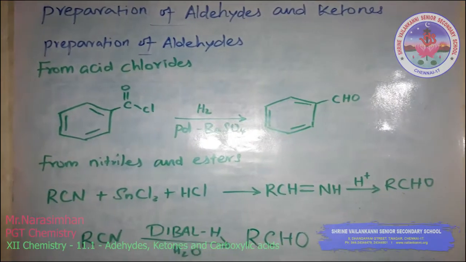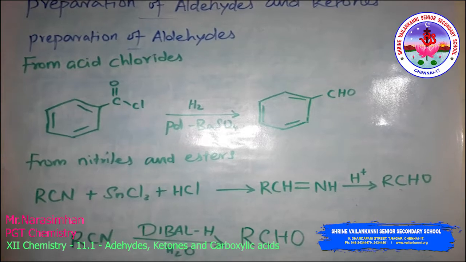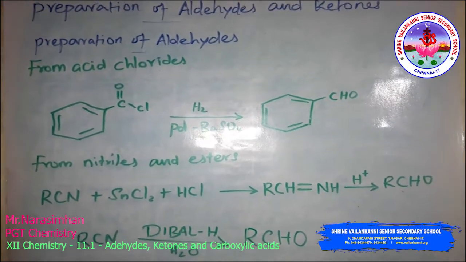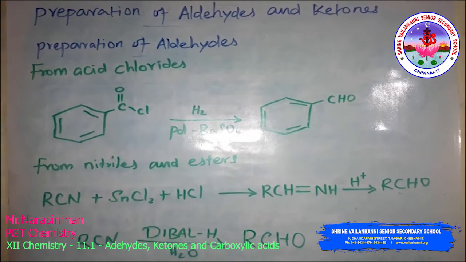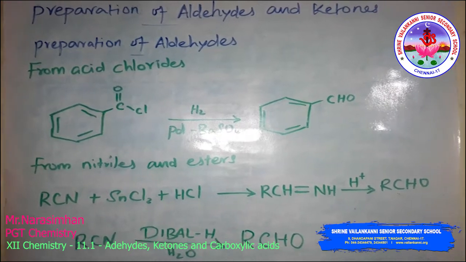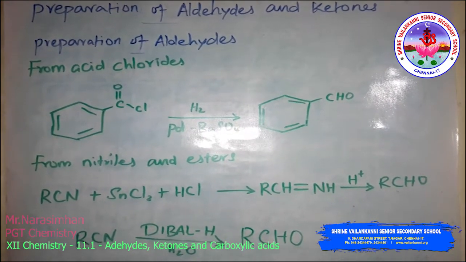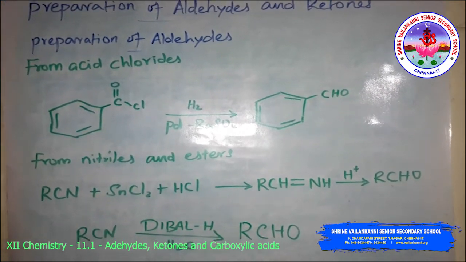Preparation of aldehydes and ketones. First, we have already seen that aldehydes and ketones are prepared from the oxidation of alcohols, the dehydrogenation of alcohols, and from hydrocarbons, that is ozonolysis and the hydration of alkynes. So we already saw these in class 11 and the previous unit.